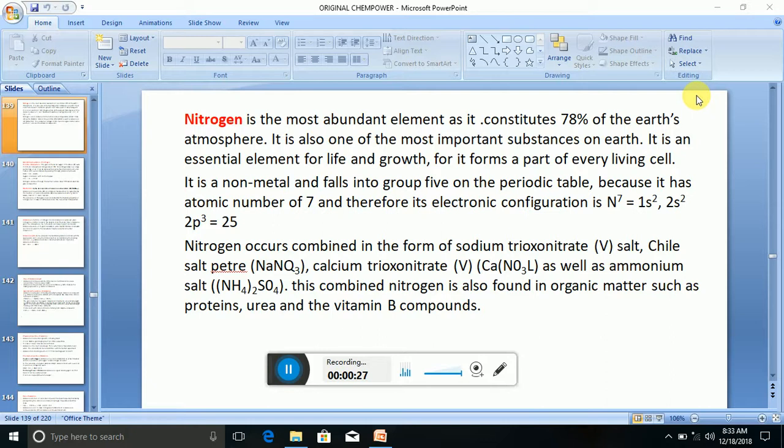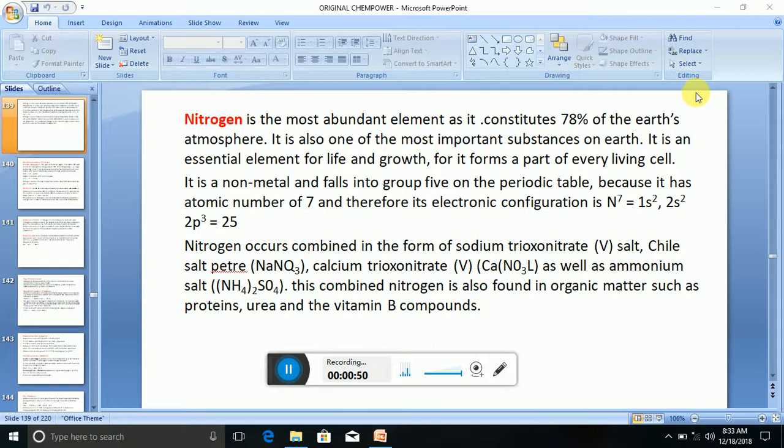Nitrogen is the most abundant element, as it constitutes 78% of the Earth's atmosphere. It is also one of the most important substances on Earth. It is an essential element for life and growth, for it forms a part of every living cell.